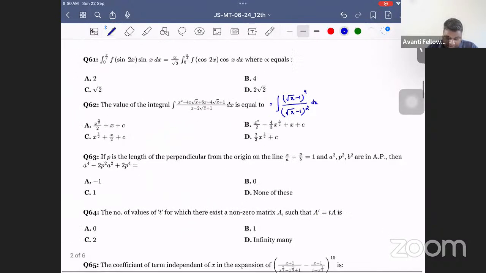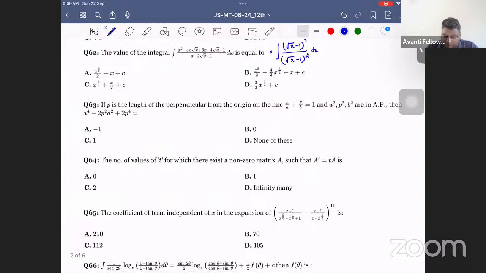Now the third question is, P is the length of perpendicular from origin to this line. So if P is the length of perpendicular, P will be AB upon under root of A square plus B square, C upon under root of A square plus B square. So this implies P square will be A square B square upon A square plus B square. Am I correct?